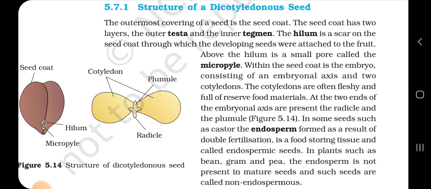Figure 5.14. In some seeds such as castor, the endosperm formed as a result of double fertilization is a food storing tissue and called the endospermic seeds. In a plant such as bean, gram and pea, the endosperm is not present in a mature seed and such seeds are called non-endospermous.